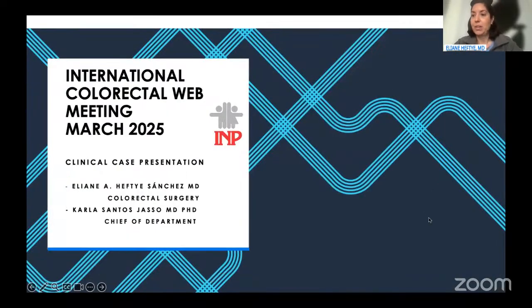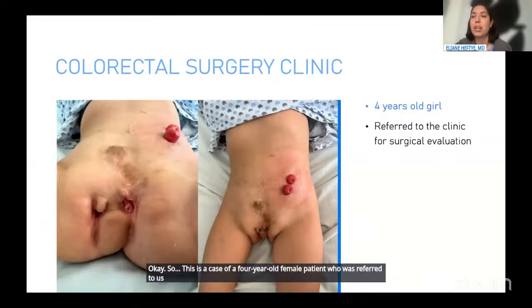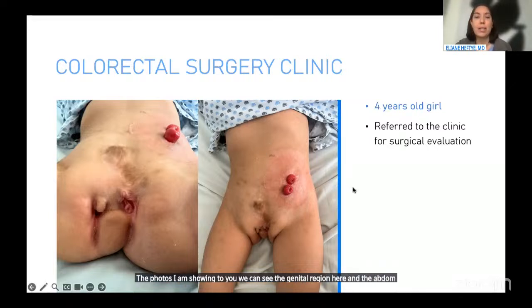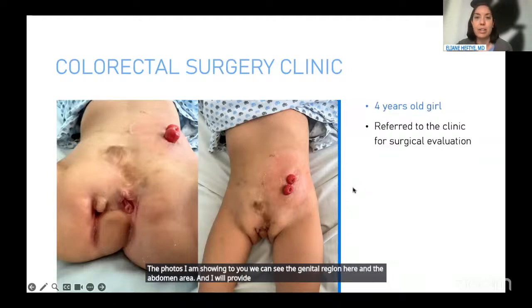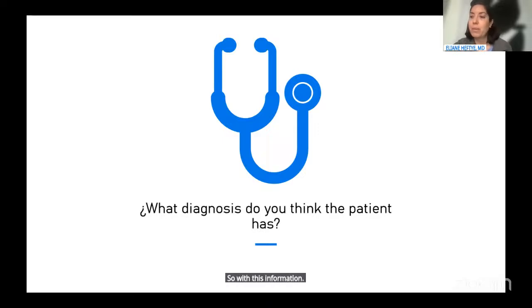So this is a case of a 4-year-old female patient who was referred to our institution for an evaluation by the colorectal surgery department. In the photos I am showing, we can see the genital region and the abdomen area, and I will provide more details later. With this information, what is your initial diagnostic impression?